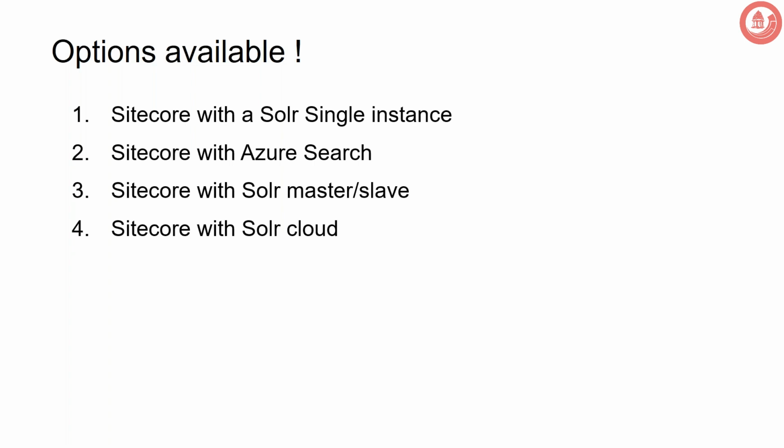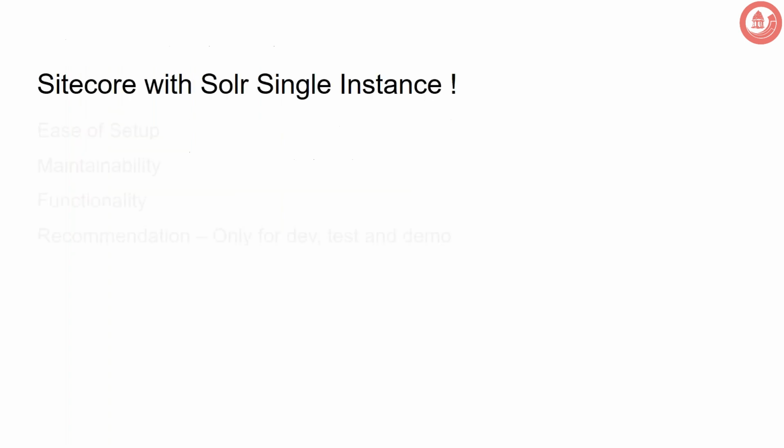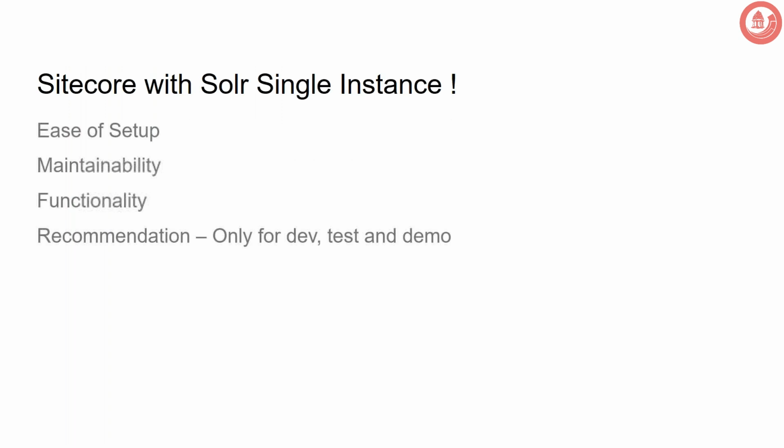The first option is Sitecore with Solr single instance. You could use it with Azure Search. You could use it with Solr Master Slave, and you could use it with Solr Cloud. I'm going to discuss those four items by structure: ease of setup, maintainability, functionality, and I'm going to give a recommendation, just to put some structure in our presentation.